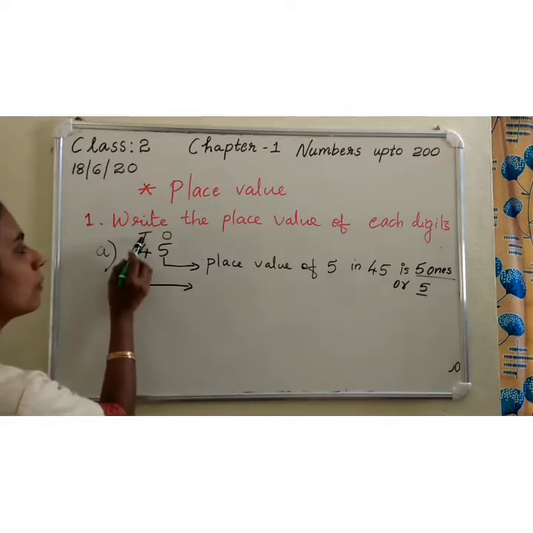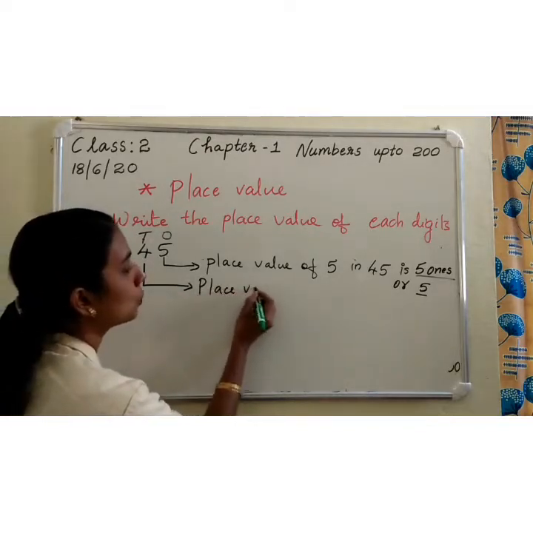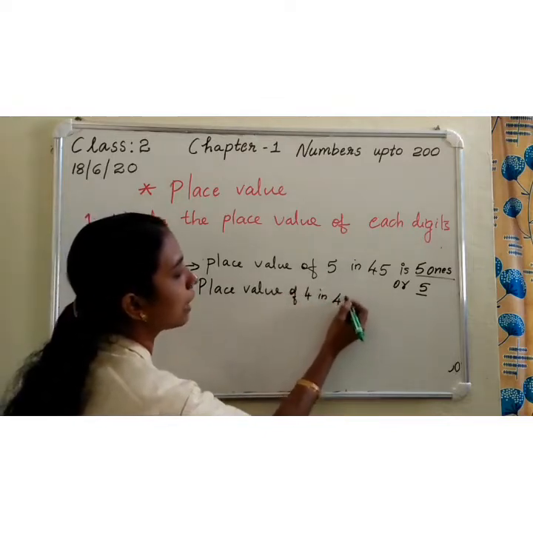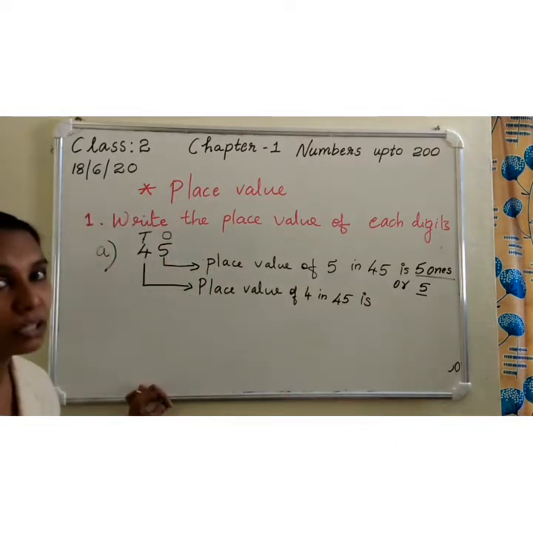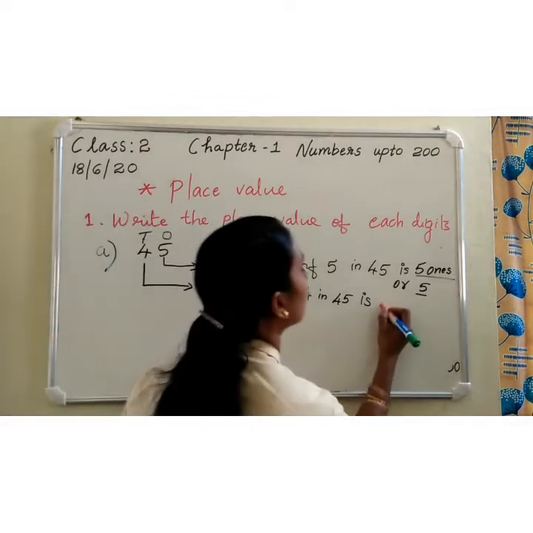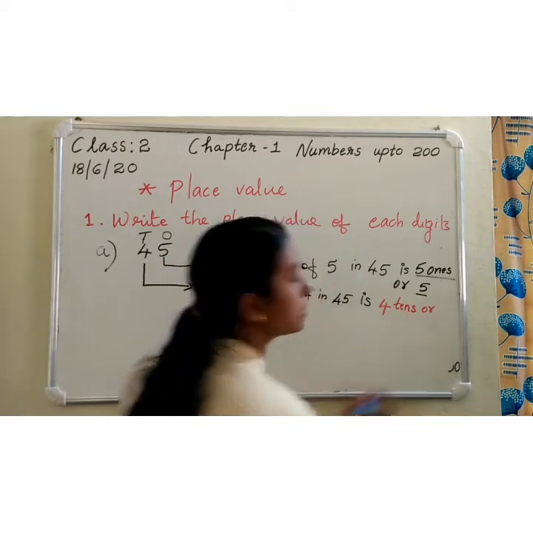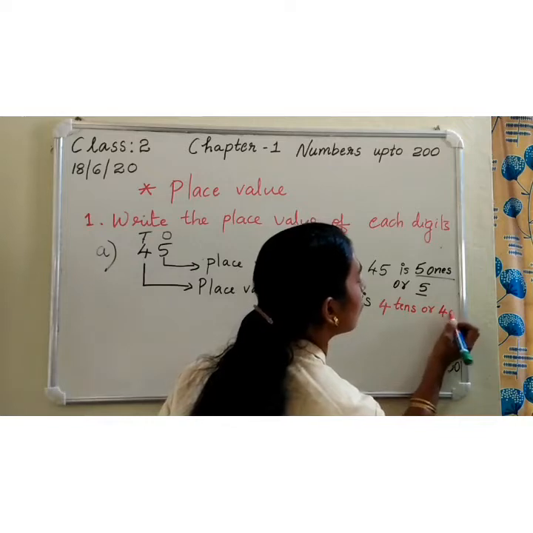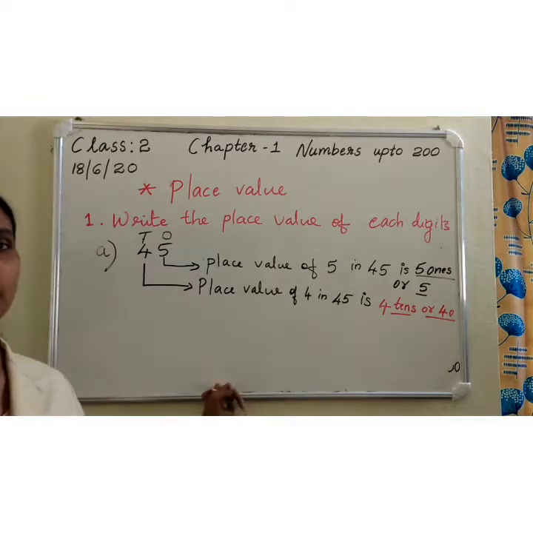4 in which place? 4 in the place of tens. So, place value of 4 in 45 is 4 in which place? Tens place. So, its place value is 4 tens. What is 4 tens? 4 tens are 40. Okay. Underline. Get the answer? The next one.